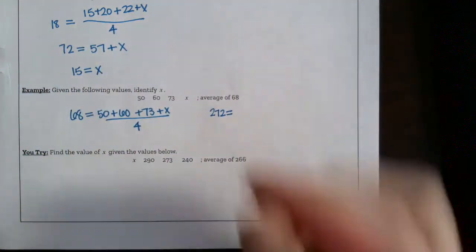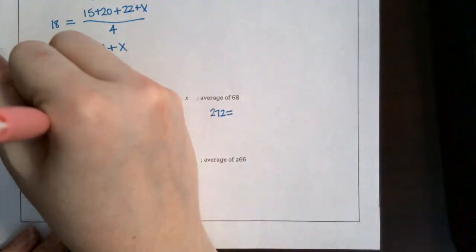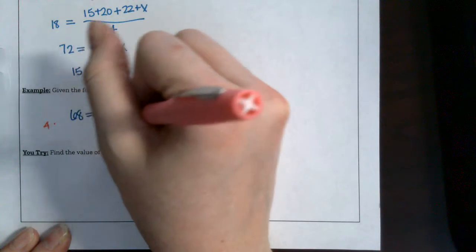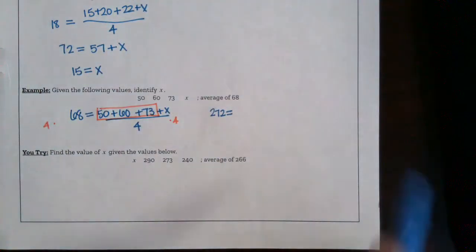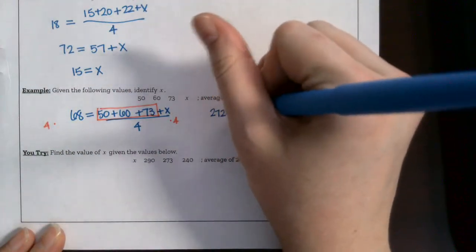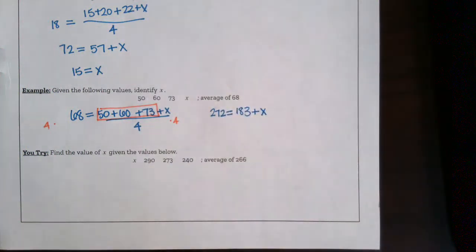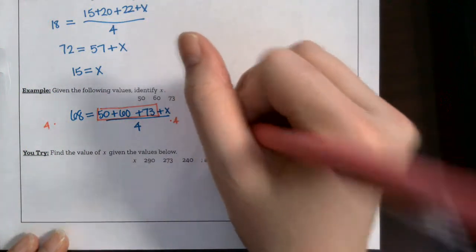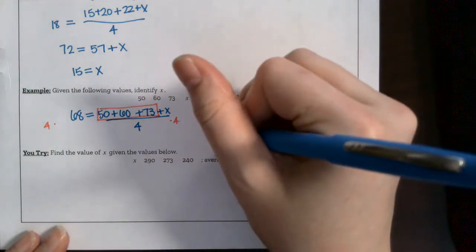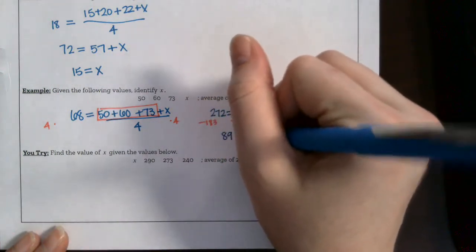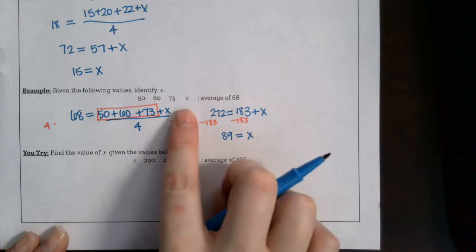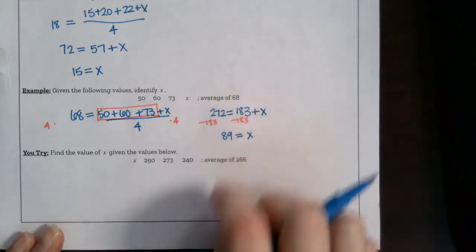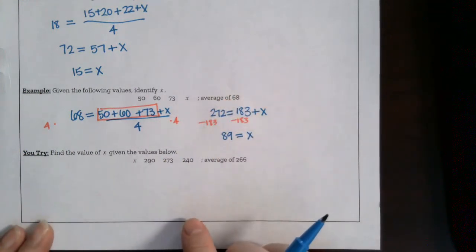Add up my values here to get 183. And subtract to get 89. So this one doesn't have a context. That just means the last number needs to be 89 for us to have an average of 68.